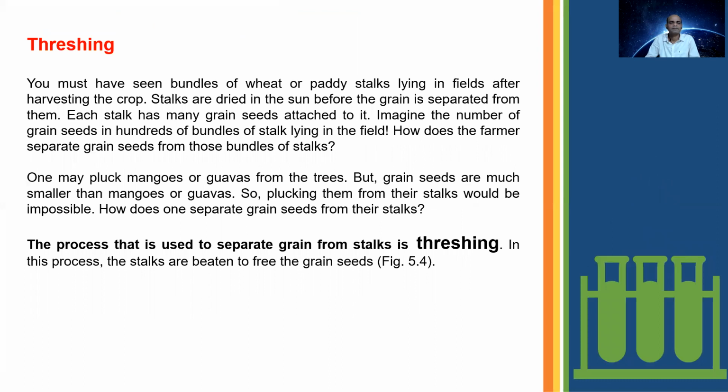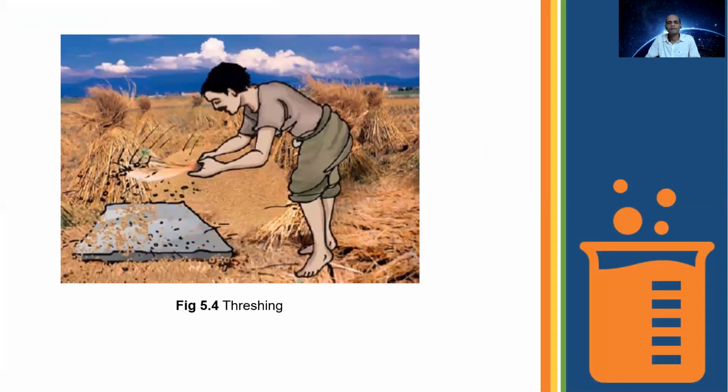Then comes threshing. You see, this is the picture of threshing. What do you mean by threshing? When rice ripens, we cut it and bring it. The rice comes with a stalk. In the stalk, there are branches. In that branch, rice comes up. So there, what happens? We have to separate the small rice particles from the stalk, and that process is known as threshing.